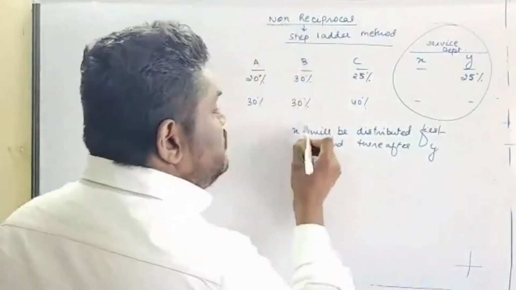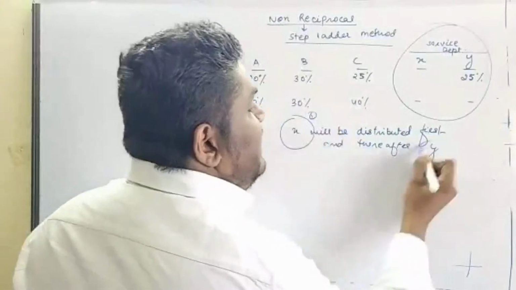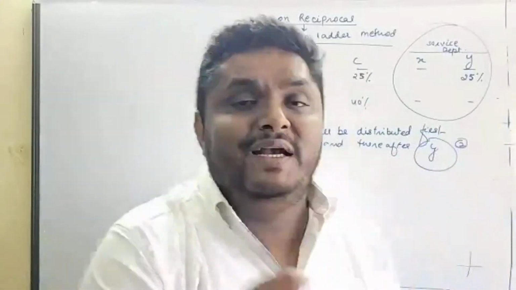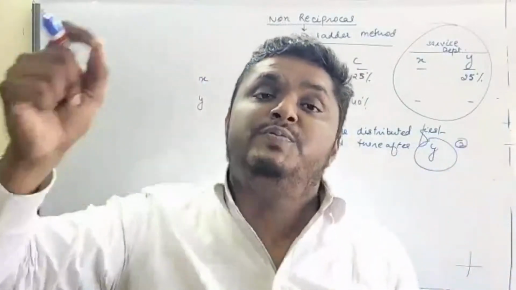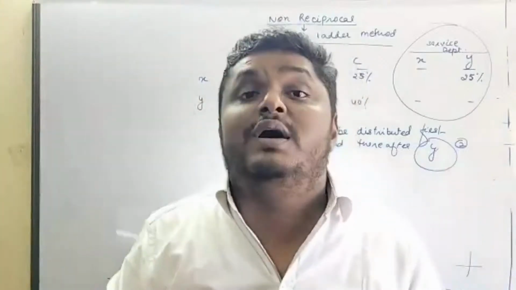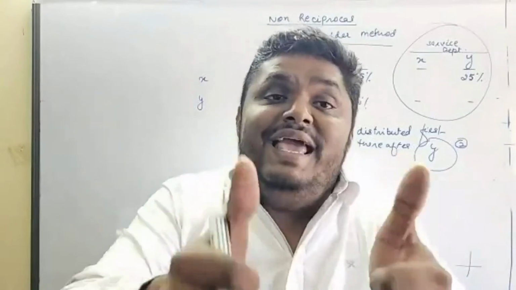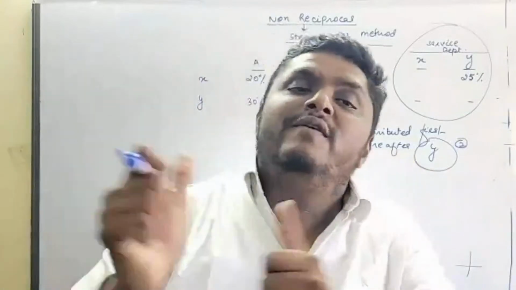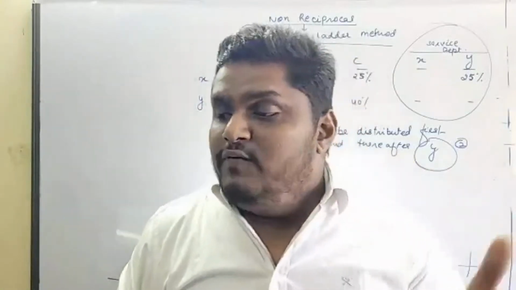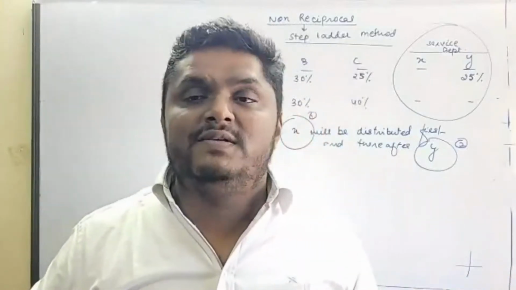So, first distribution kiska hoga X and second distribution kiska hoga Y. I repeat again, the service department which provides the maximum number of services to the other service department will be distributed first. So in this case, X के overheads पहले distribute होंगे, फिर Y के overheads distribute होंगे. If you guys have any doubts, please ask me.